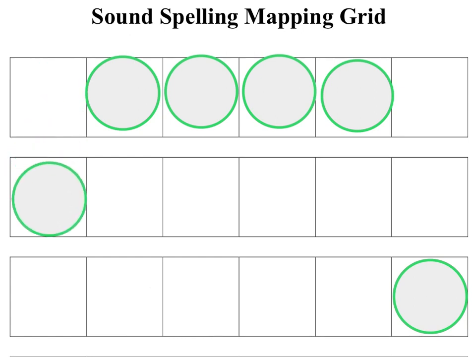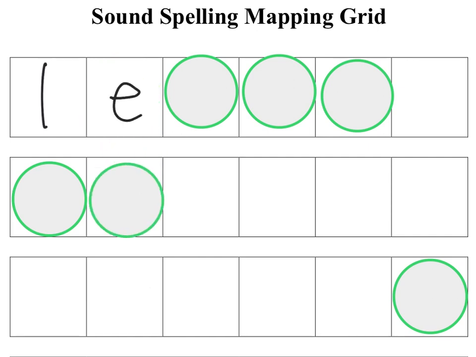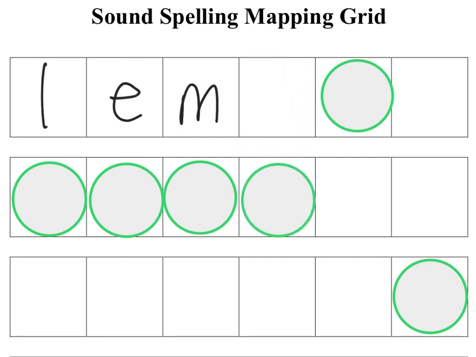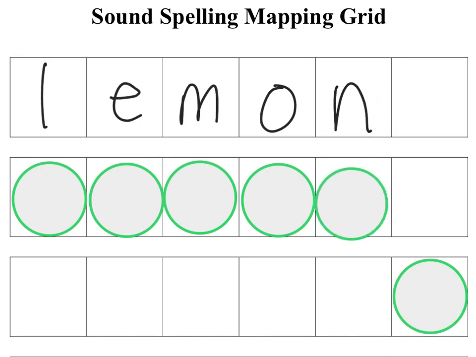L. What letter makes L? L. E. What letter makes E? M. What letter makes M? What letter makes O? O. And N. What letter makes N? So there I have lemon.